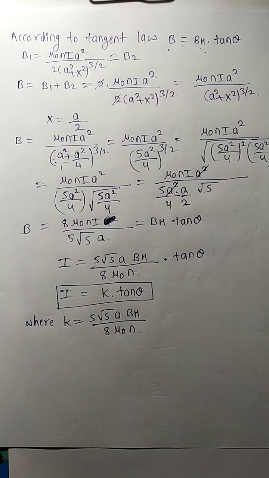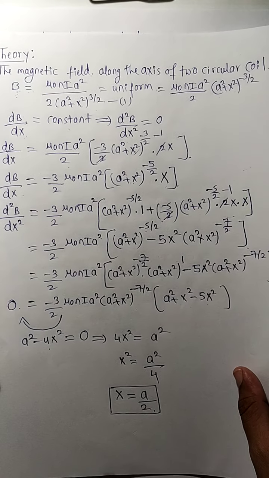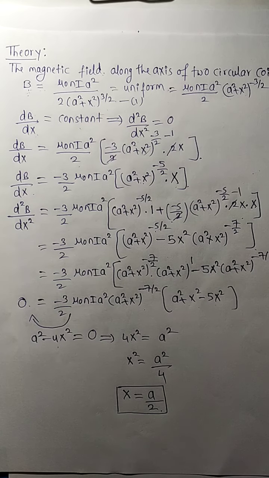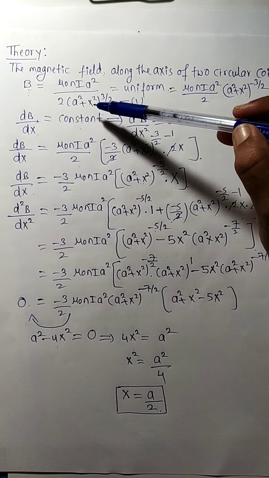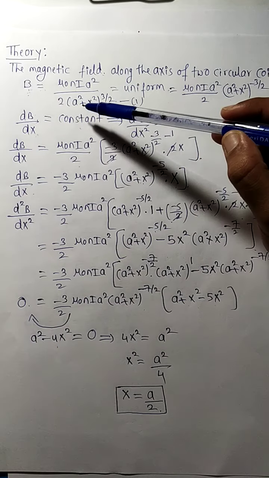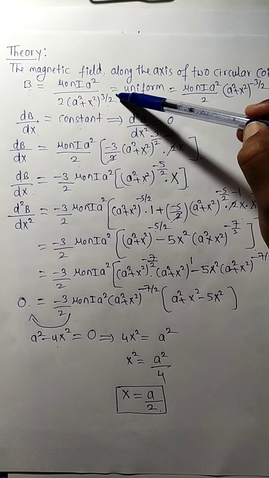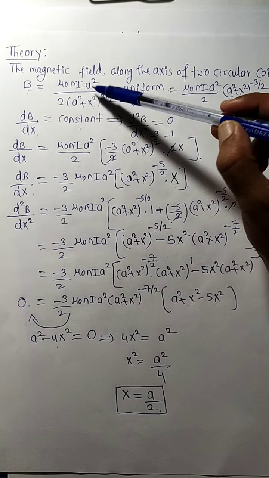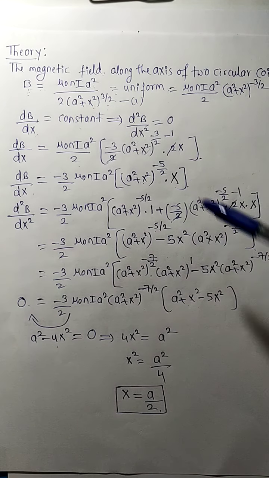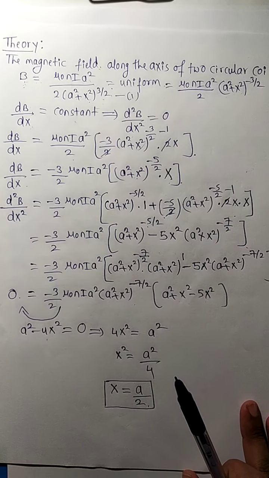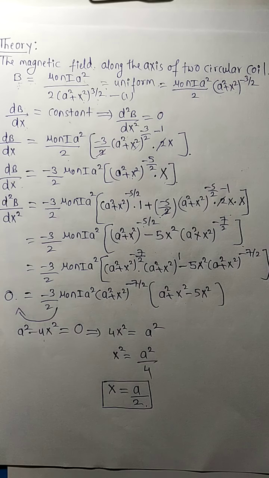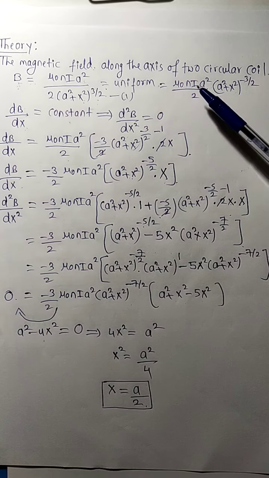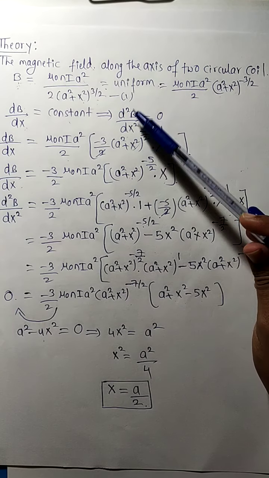So this is nothing but the theory of the Helmholtz galvanometer. While writing the theory, first you tell the magnetic field due to one coil at a distance x is equal to mu naught N i a square divided by 2 into bracket a square plus x square raised to 3 by 2, where a is the radius of that coil and x is the distance where we are finding the magnetic field. And for the Helmholtz galvanometer, as we studied, due to both the coils, in between them the magnetic field will be uniform.